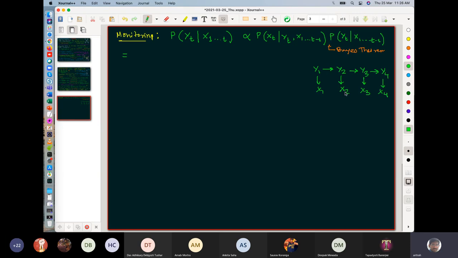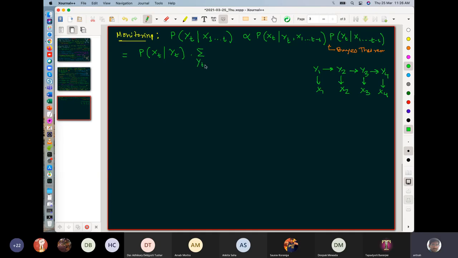Now x1 and x2 are conditionally independent given y1. Similarly, x1 and x3 are conditionally independent given y1, by the d-separation algorithm that we discussed. So this will give me probability of xt given yt, because the rest I can ignore as they are conditionally independent.